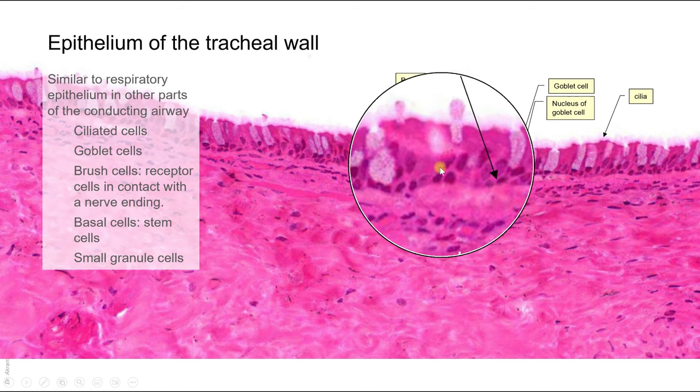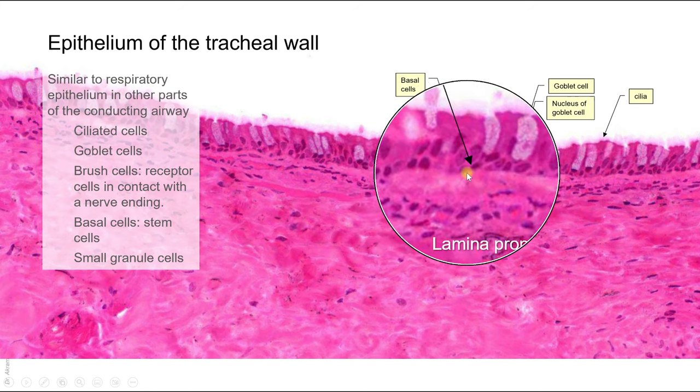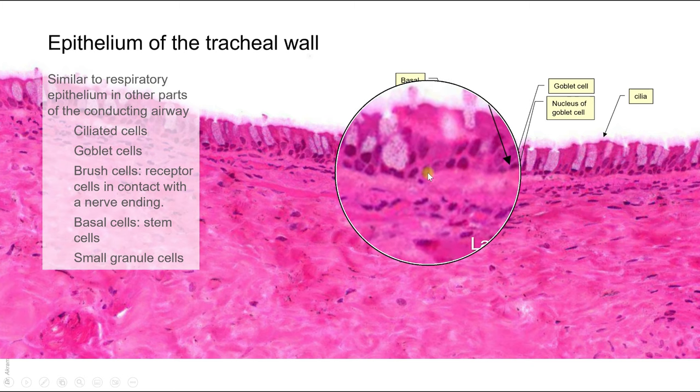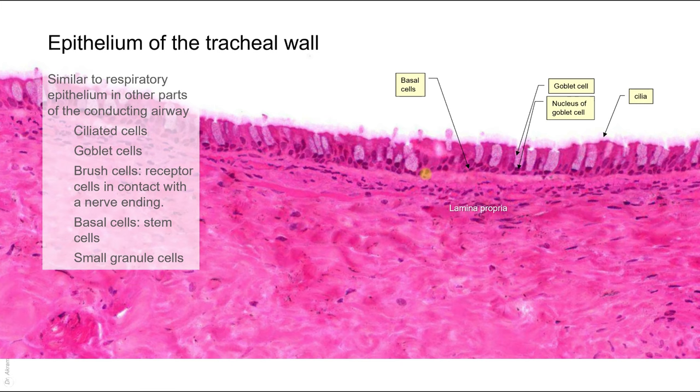So the nuclei are at different levels, but all the cells lie on the same basement membrane. These short cells can be basal cells, which are the stem cells, or they can be what we call the small granule cells. We cannot distinguish them from the stem cells, from the basal cells. And there is another type of cell here, which is a columnar epithelial cell.